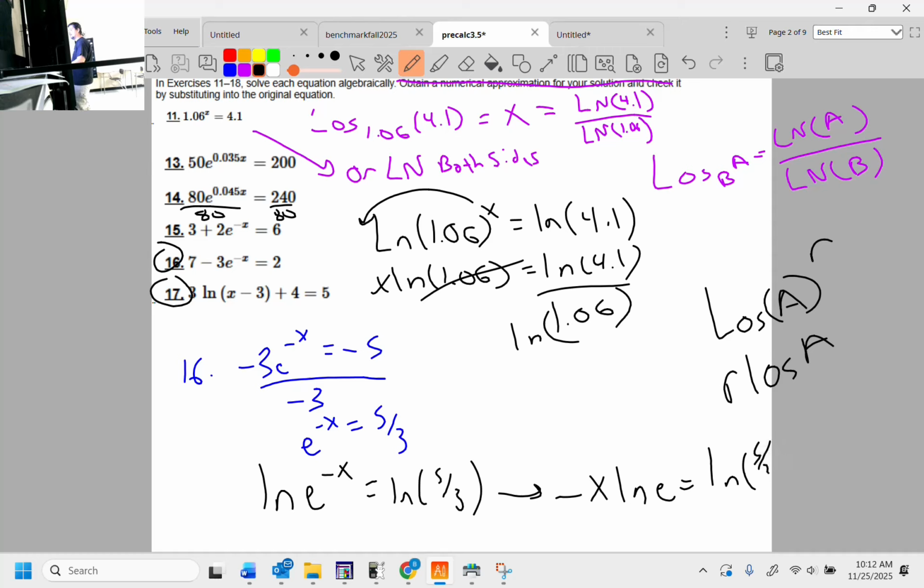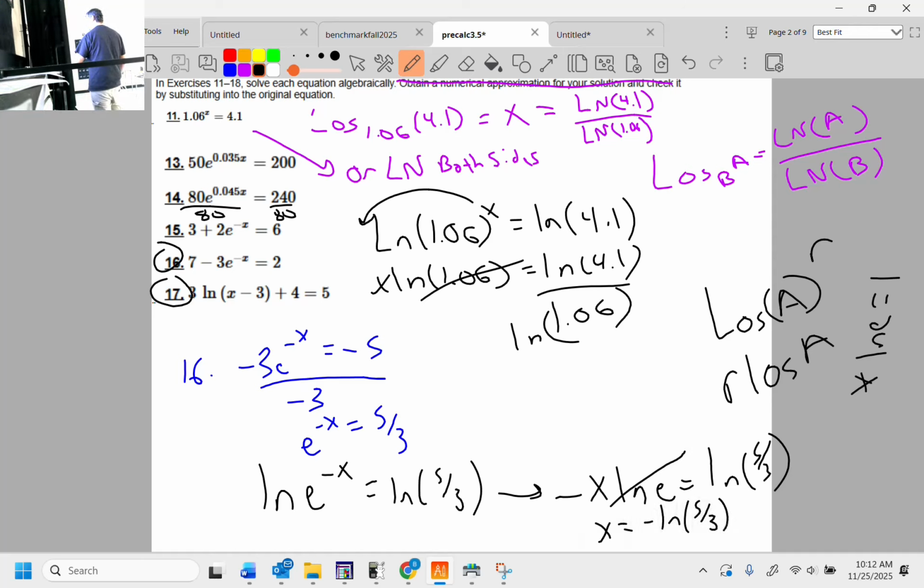Now, Maddie, why did you say it was just negative x? Well, because ln of e is 1. Little note there, something you gotta memorize. Natural log of e is always 1. So if you just see an ln of e and it doesn't have an exponent, it's just sitting there, it's gone. Last move. Divide it out. So you'd say x is the negative natural log of 5/3.